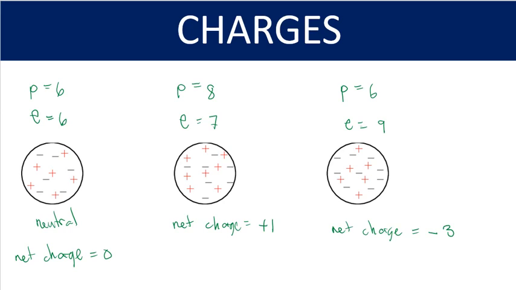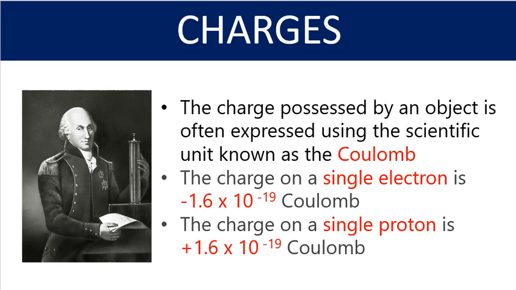Now protons and electrons, they are charged objects, they're charged particles. But have you thought about how we measure the amount or the quantity of charge? We do so using what's known as the Coulomb. Coulomb is a measure of charge. The bigger the number in coulombs, the more charge an object has, and vice versa.